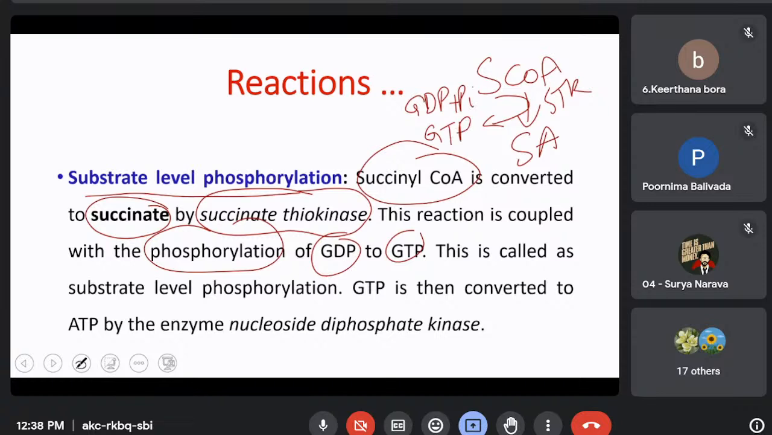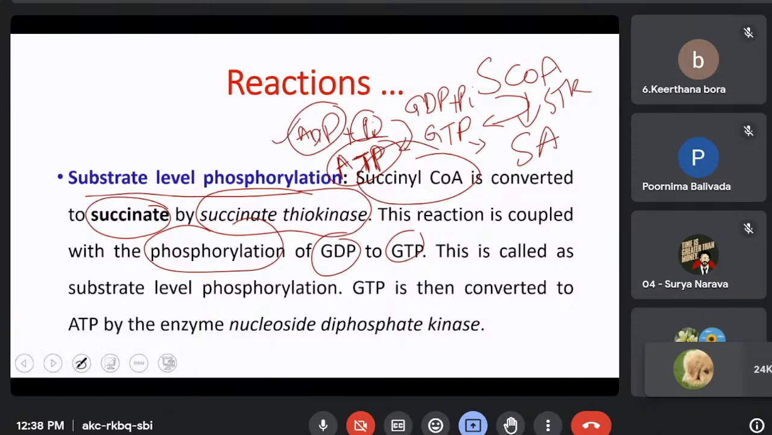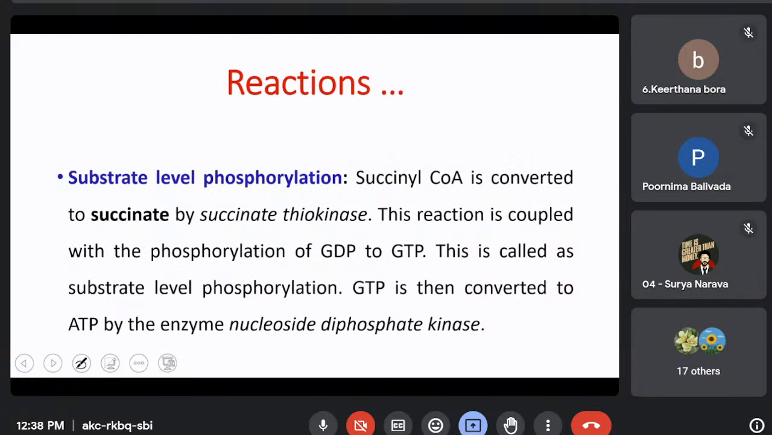And this guanosine triphosphate now releases its phosphate, and this phosphate is added to ADP so that ATP is produced. So addition of phosphate to ADP is called phosphorylation. So ADP is converted into ATP. Adenosine diphosphate is converted into adenosine triphosphate. So this reaction takes place at the substrate level. Hence this is called substrate level phosphorylation.